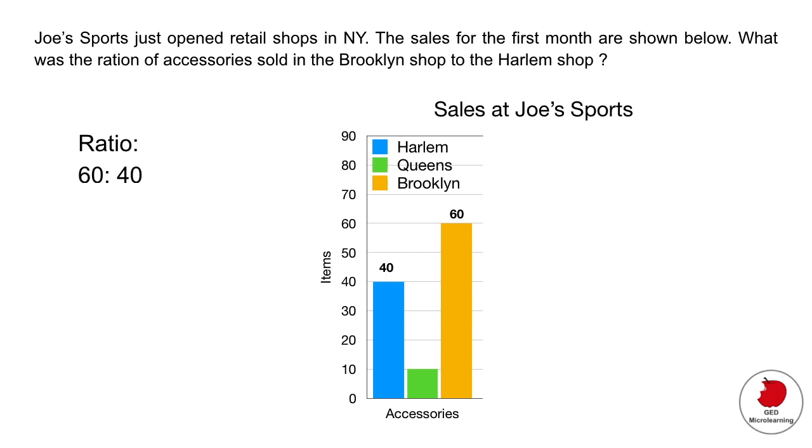Remember, whenever you have a ratio, though, that you always have to reduce it to the minimum expression. So you would find a common denominator between these two numbers and reduce it. So divide by 20 in this case, and it would give you a ratio of 3 to 2, which is option C.